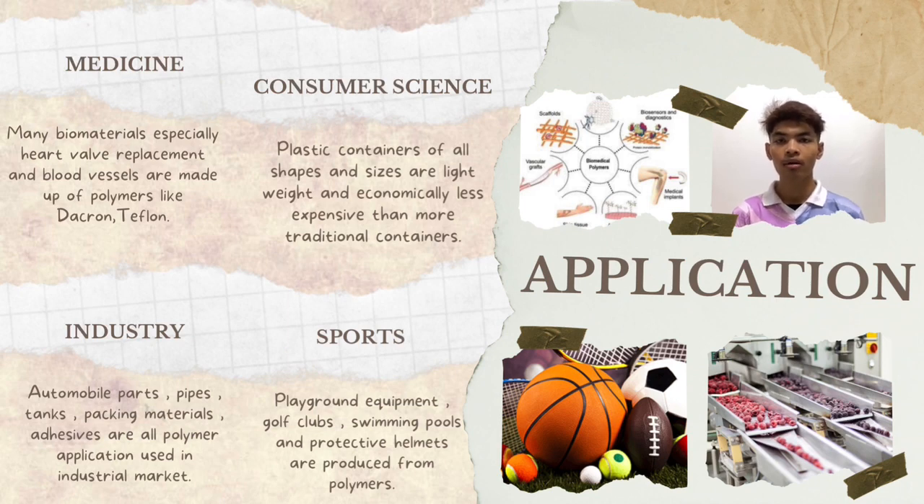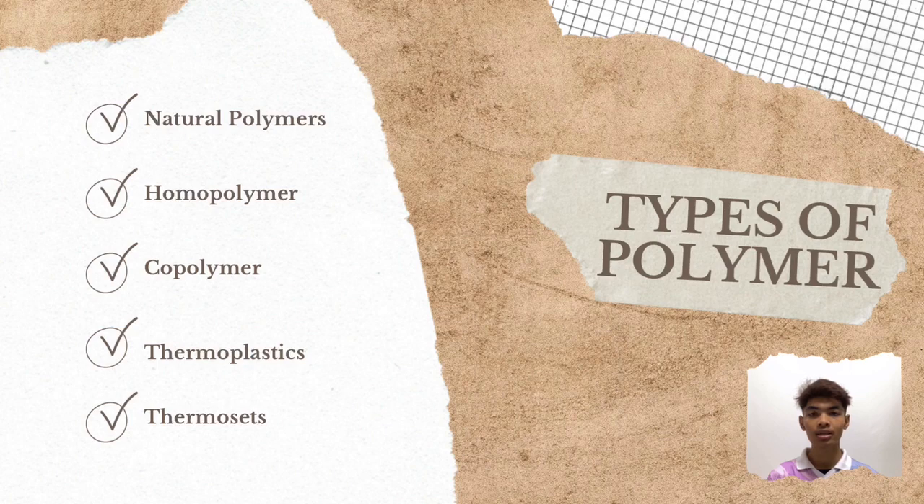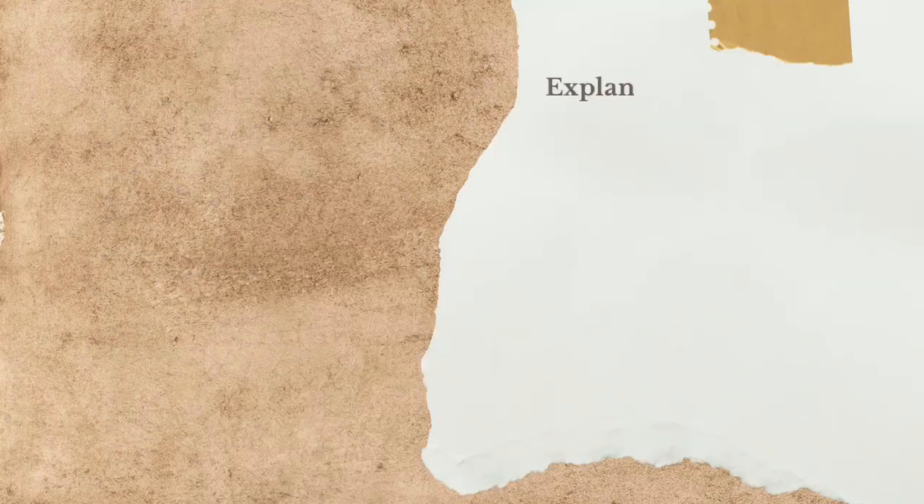Playground equipment, golf clubs, swimming pools, and protective helmets are produced from polymers. Types of polymer: the first one is natural polymer, the second one is homopolymer, the third one is copolymer, the fourth one is thermoplastic, and the last one is thermoset.